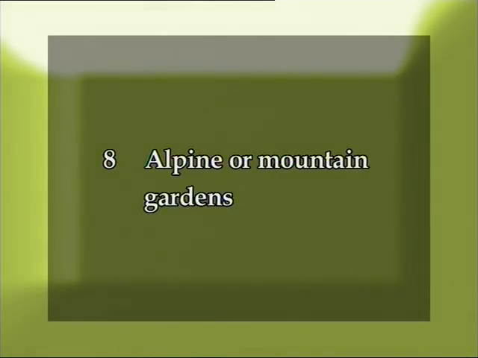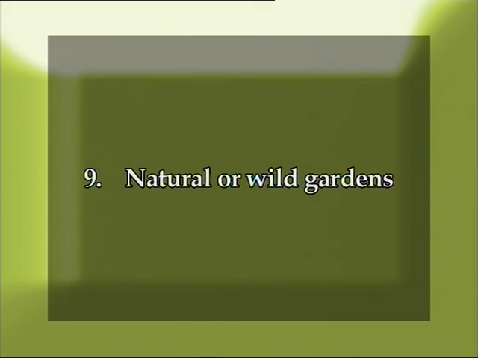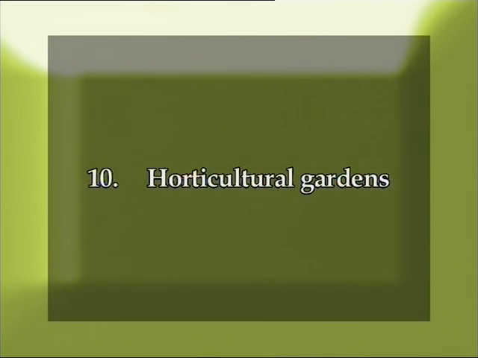Number 8, alpine or mountain gardens are most frequently in mountain regions of Europe and some tropical countries and are meant for cultivation of mountain and alpine flora. Number 9, natural or wild gardens. These are confined to an area of natural or semi-natural vegetation which is protected and managed. Number 10, horticultural gardens. These are regulated by the horticultural departments and are also open to the public.